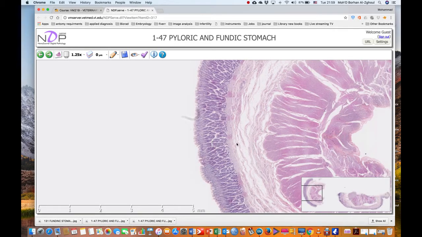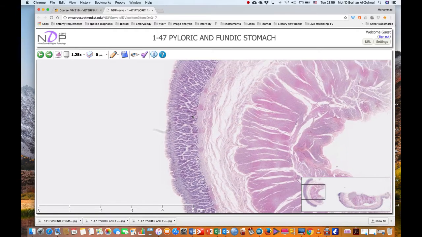The slide here, we have a slide of the stomach, but we have two areas. We have the pyloric and the fundic region. As we said in the lecture, the only difference between the pyloric and the fundic region is that in the fundic region we have two important cells, the chief and parietal cell. The chief cell is responsible for production of the pepsinogen, whereas the parietal cell will be responsible for the production of the hydrochloric acid. So we'll start with the fundic region.